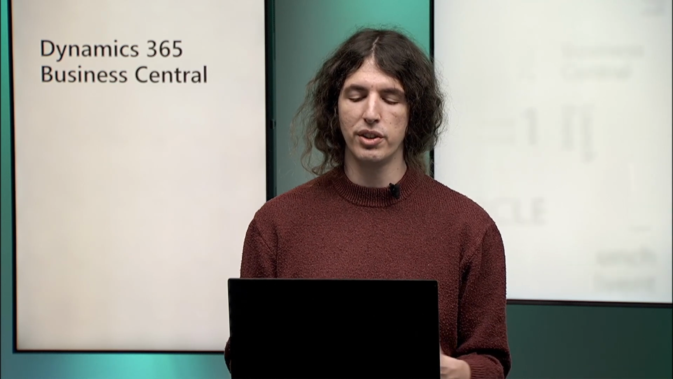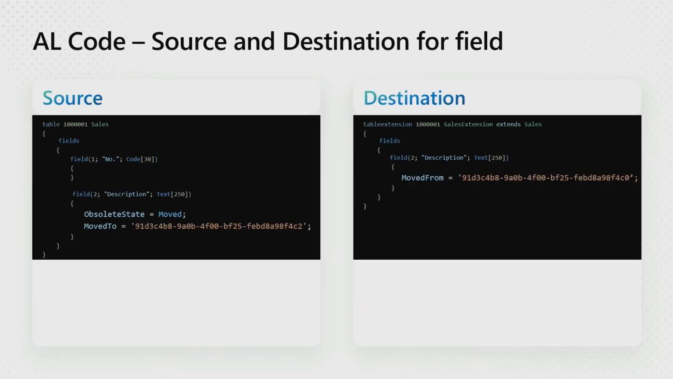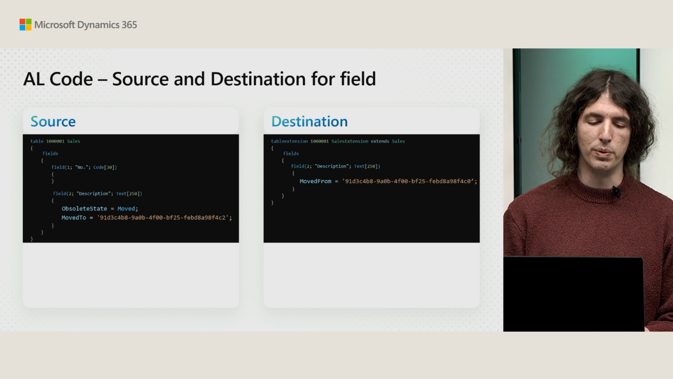If the two of them match, then when these apps are finally published, synced, and installed, the move will be possible. If instead of this, we were moving a field, then the situation is very similar. We would just need to use the obsolescence property on the source on the field, and then we would need to use the MovedFrom property on the destination. So it's very simple in terms of code.